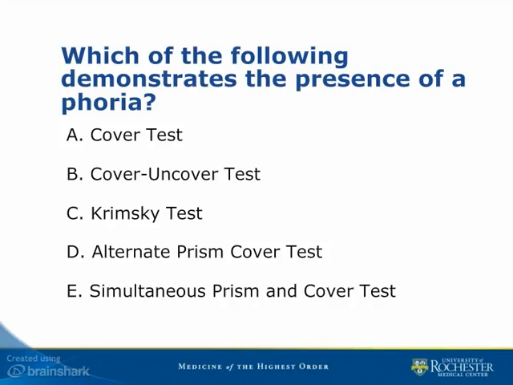Okay, we'll wrap things up with a review of the 4 questions we had embedded within the lecture here. The first is, which of the following demonstrates the presence of a phoria? A. Cover test, B. Cover uncover test, C. Krimsky test, D. Alternate prism cover test, or E. Simultaneous prism cover test. So again, pause, pick your answer, and I'll be back in a second. Demonstrating the presence of a phoria is the cover uncover test, where you break up fusion with the cover, take it away, and see a refixation fusional movement.